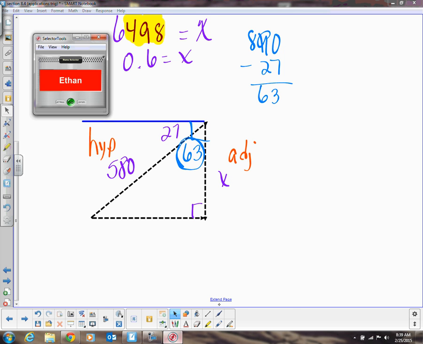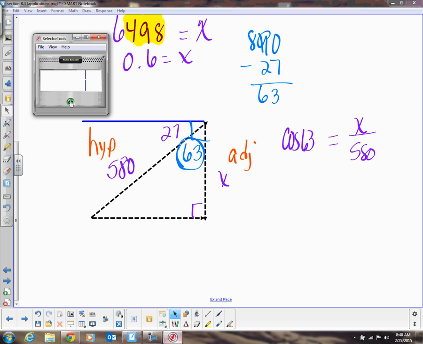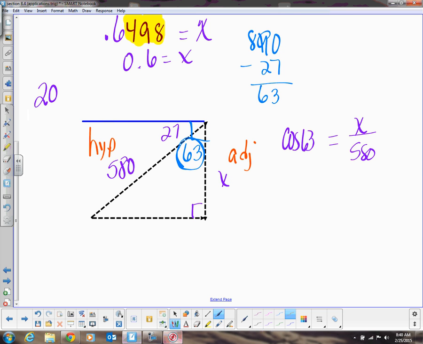Trig function goes to Ethan. You do x over 580 equals cosine 63. All right. So we need to know how to solve this. How do we solve this, Alexandra? So we multiply by 580.